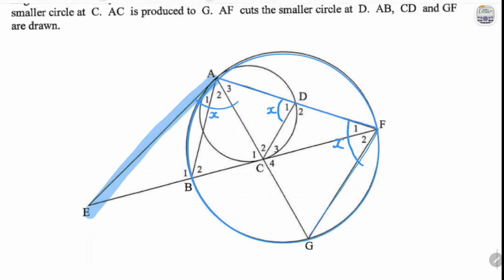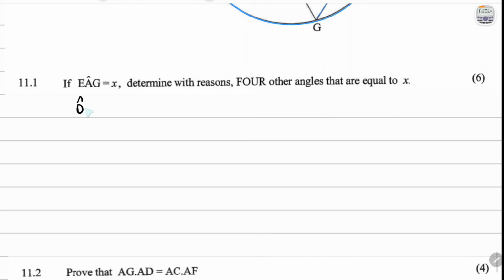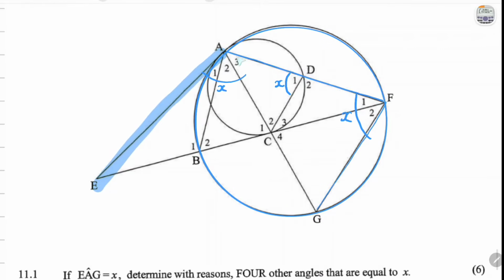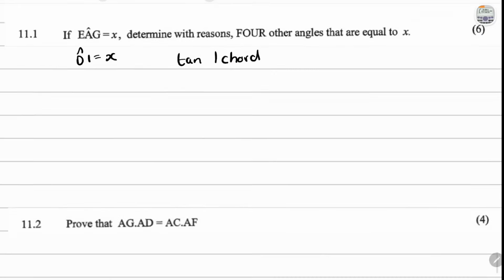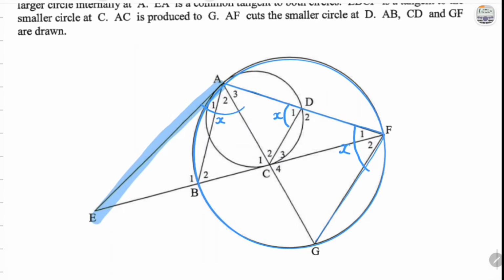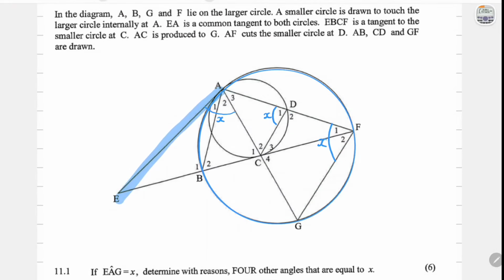Let's go. That first one is this angle D1. So angle D1 is equal to X, and you can tell them it is because of the tan chord theorem. Okay, and the second one is that angle. Let's just call it AFG, since it has 2 angles in it. AFG is equal to X as well, also because of the tan chord theorem. Okay, we've got 2 angles equal to X. That's great. Let us see any other angles that would be equal to X.